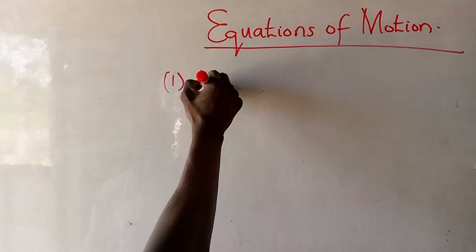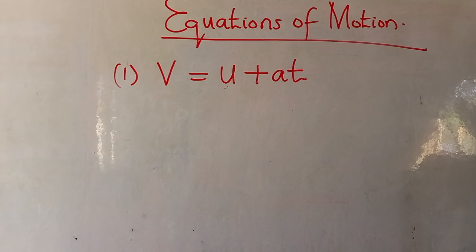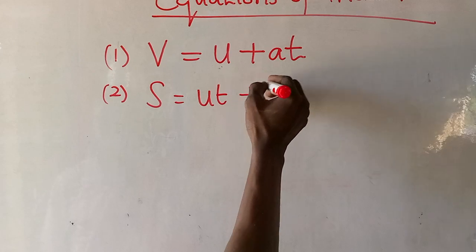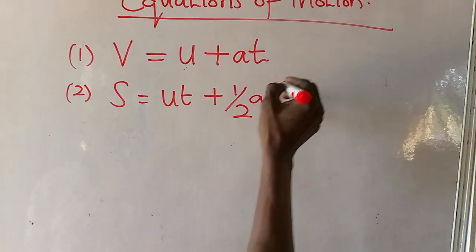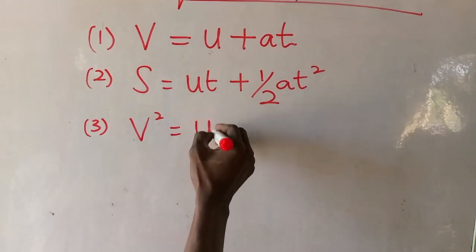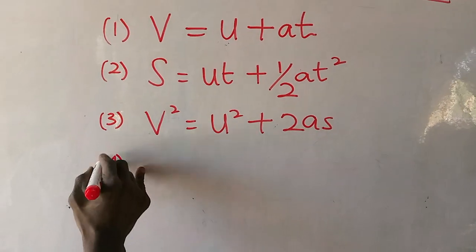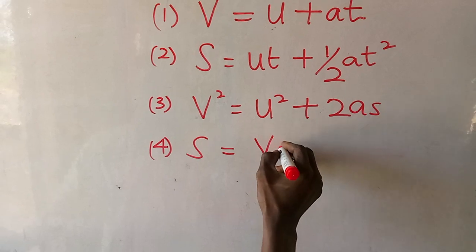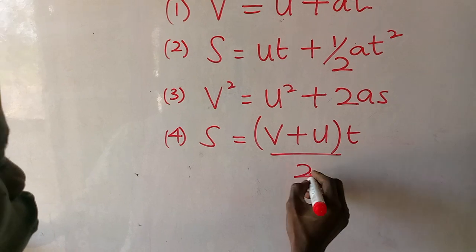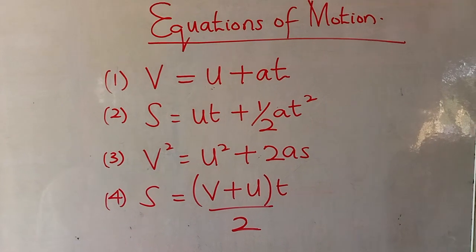Number one, we have V equals U plus AT. The second one, we have S equals UT plus half AT squared. Again, the third one, you have V squared equals U squared plus 2AS. Again, we have the fourth one, S equals (V plus U) bracket, T all over 2. So these are the four equations of motion that we have.